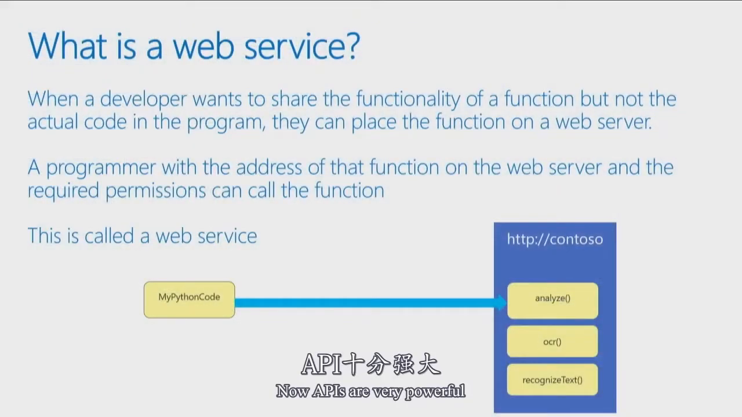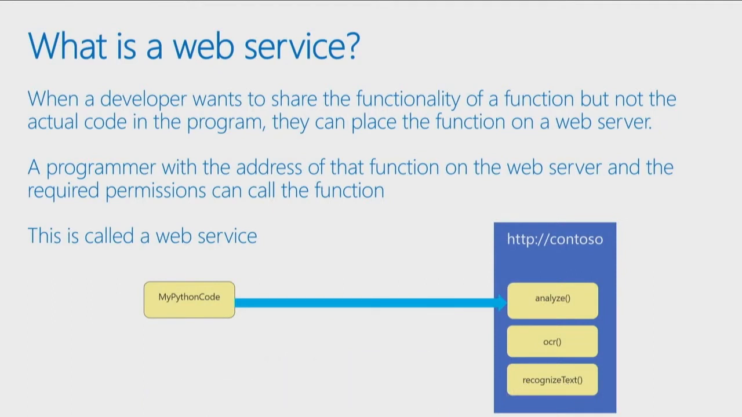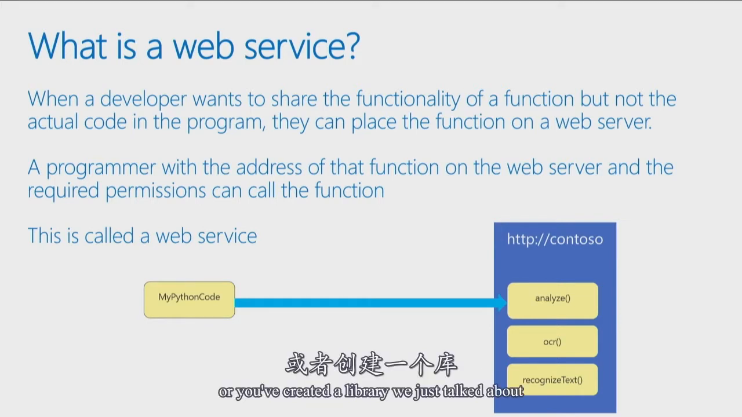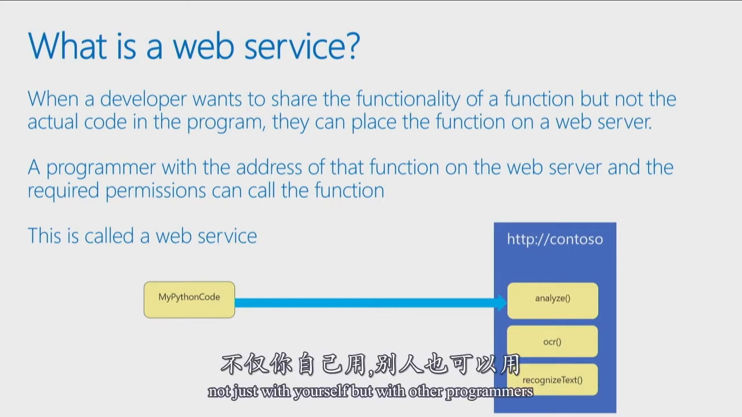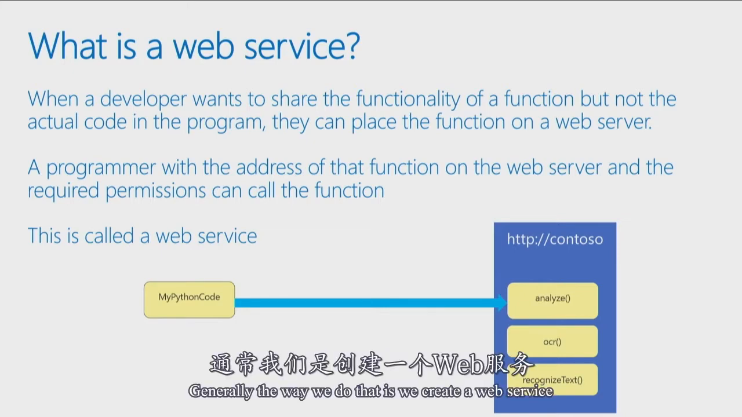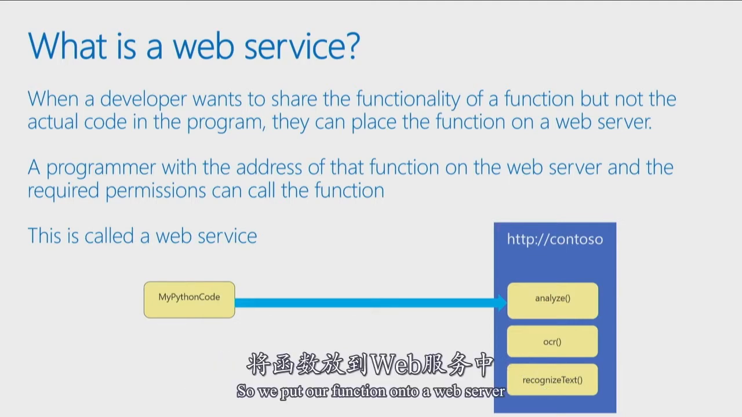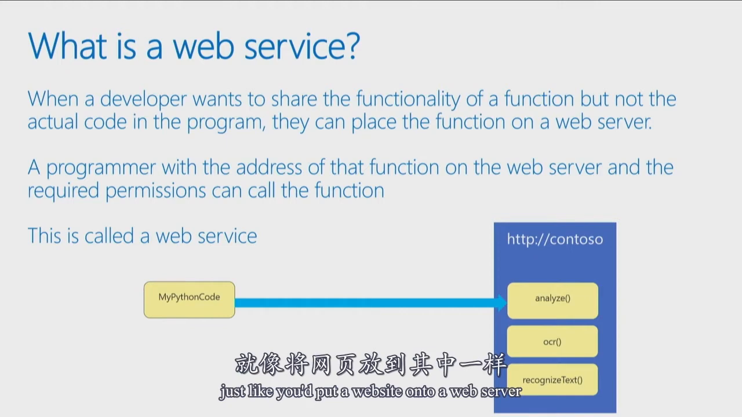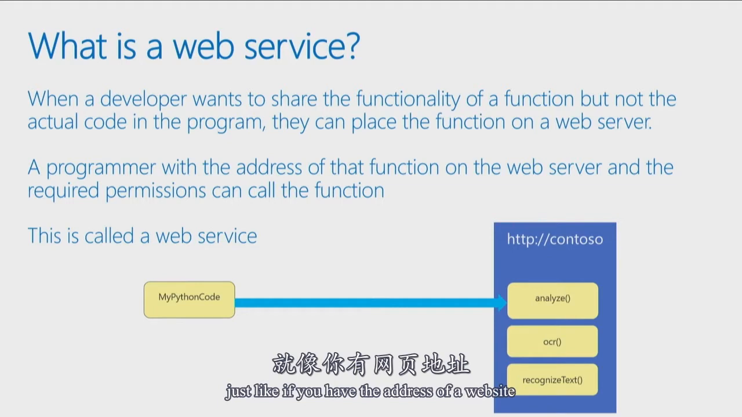Now, APIs are very powerful, but let's take a little step back to understand how they fit into things. When you've written a function, or you've created a library, and you want to share that functionality not just with yourself, but with other programmers, generally the way we do that is we create a web service. So we put our function onto a web server, just like you'd put a website onto a web server. And if you have the address of the web server, just like if you have the address of a website, you can visit it.